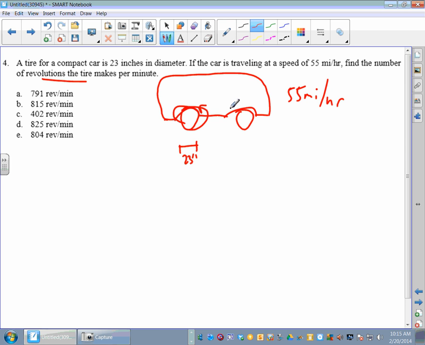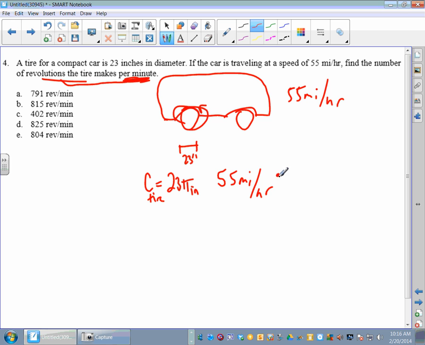Okay? All right. So, I don't know. Probably circumference is needed for something, 23 pi. That's of your tire. And I've got inches here and miles per hour here, and it wants to know revolutions per minute.